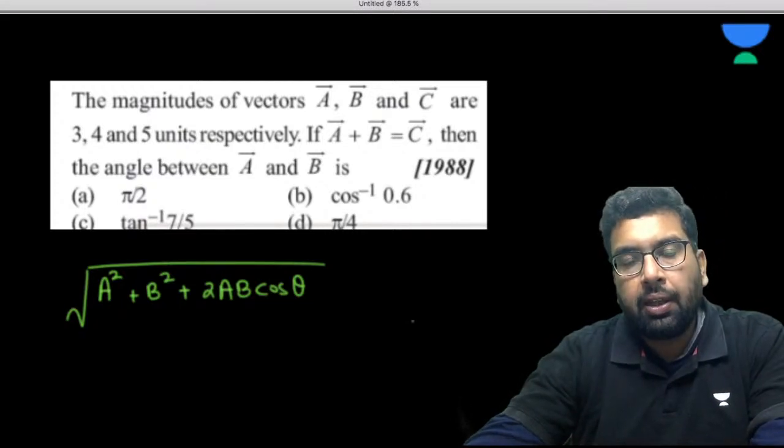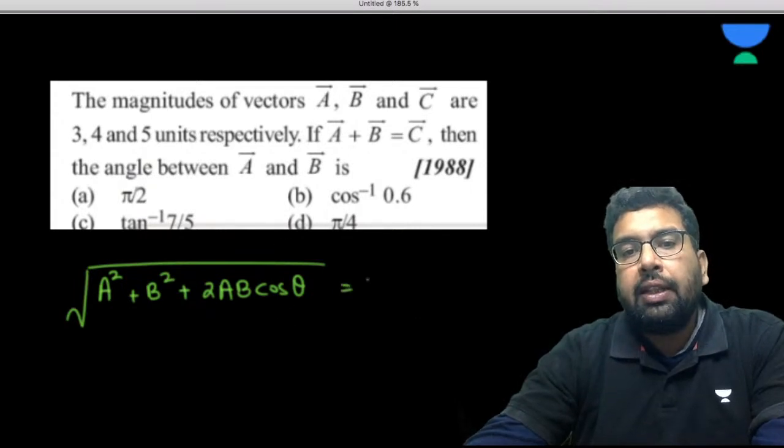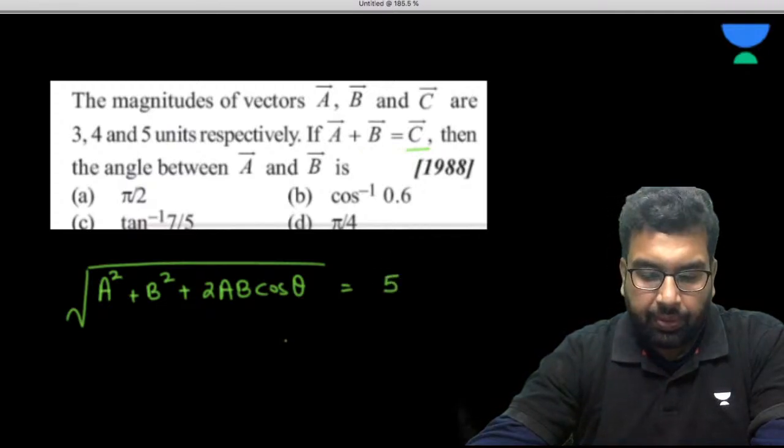Please understand this. Do you agree that the magnitude of this is this, and this is equal to the C vector? If A vector plus B vector is equal to C vector, can we write it like this? So what is the magnitude of this C vector? This is 5.